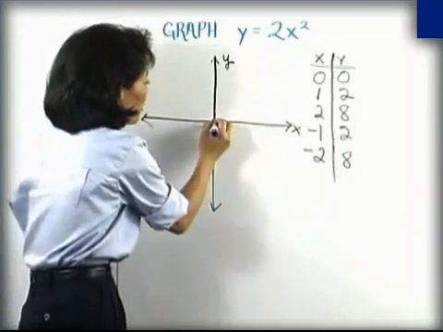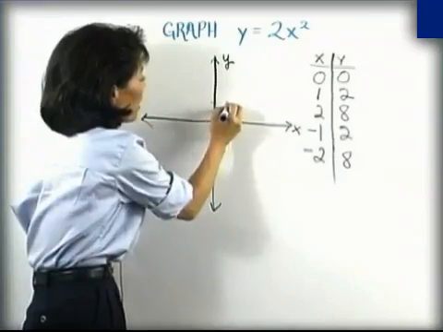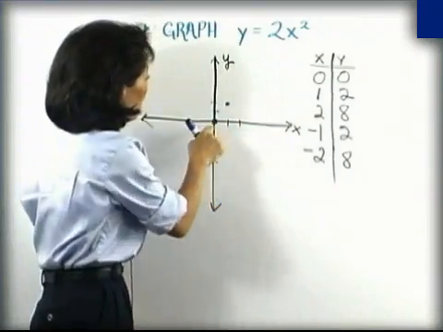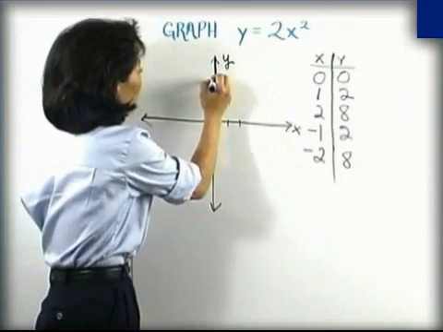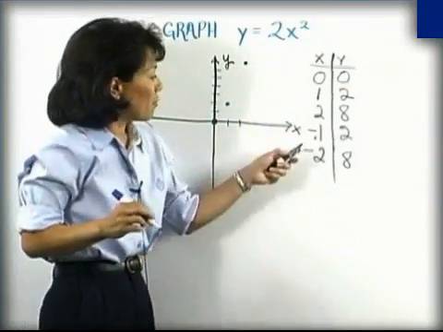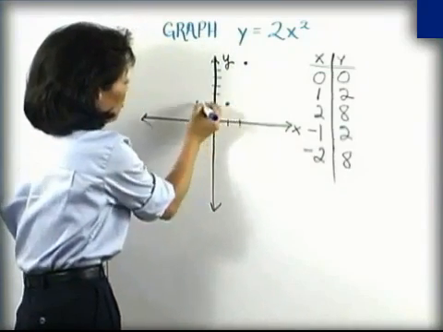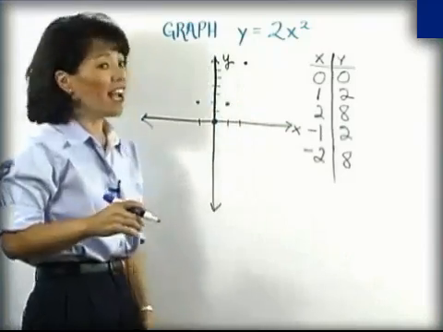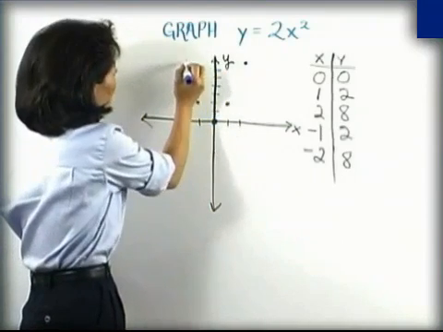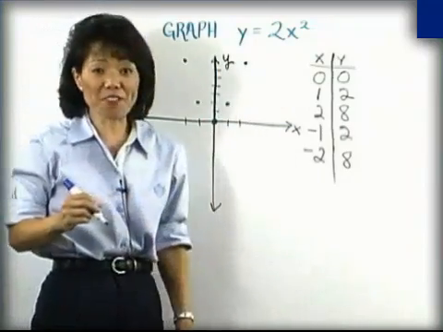I've got 0, 0 here. I've got 1, 2, which is over 1, up 2. I've got 2, 8, which is over 2, up 8. Now this was 3, 4, 5, 6, 7. There's about 8. So there's my 2, 8. Now I'm down here at negative 1, 2. That's negative 1, up 2. Notice these two points are equidistant from that y-axis. And finally, negative 2, 8, which is over 2, up 8. Again, equidistant from the y-axis as that other point there.